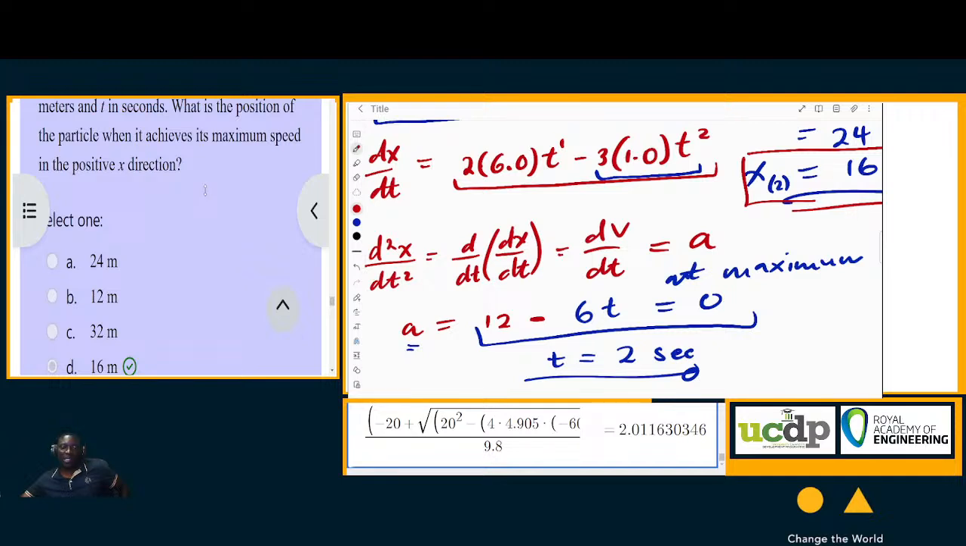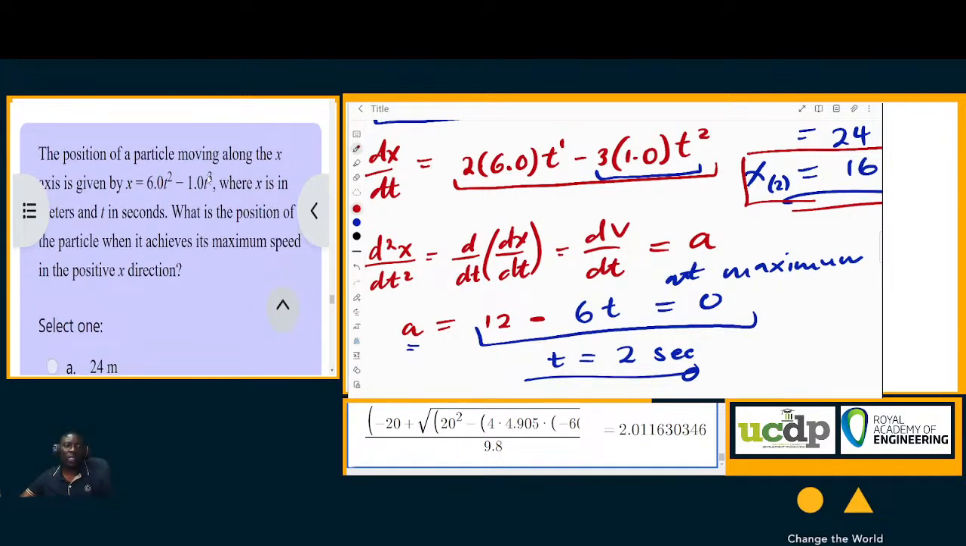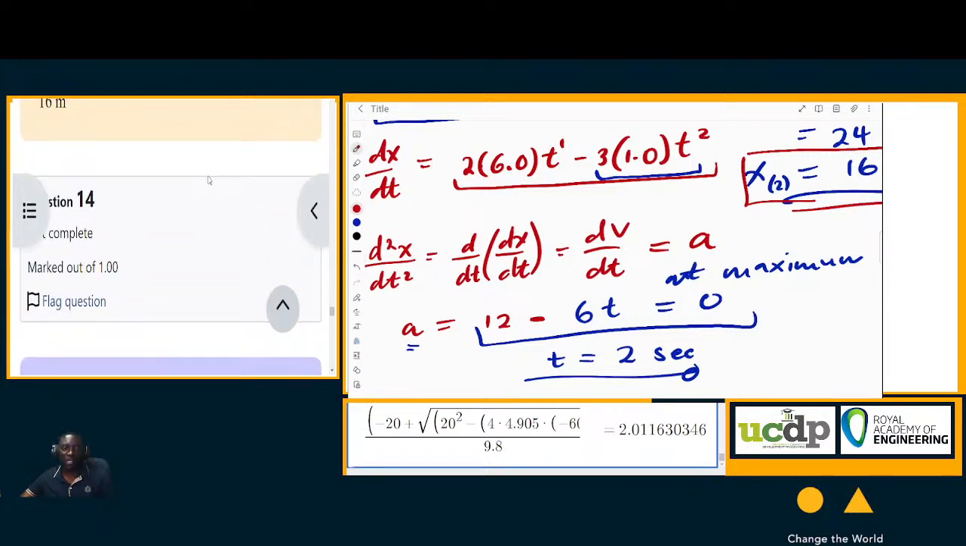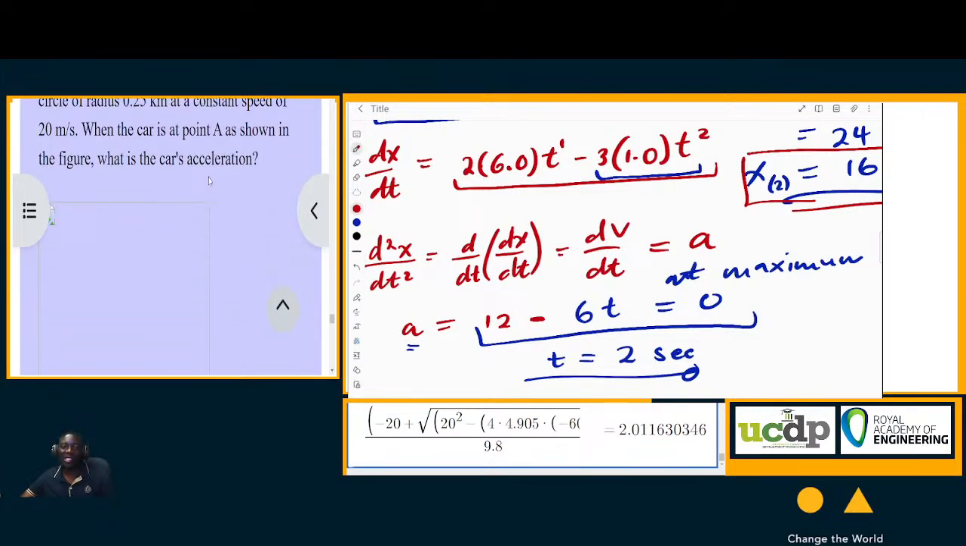It also allows you to think outside the context of the question, and try to understand the different forms and types of motion, and what possible questions can be asked under the same scenario. Okay, so our next question is question 14. We're almost done.